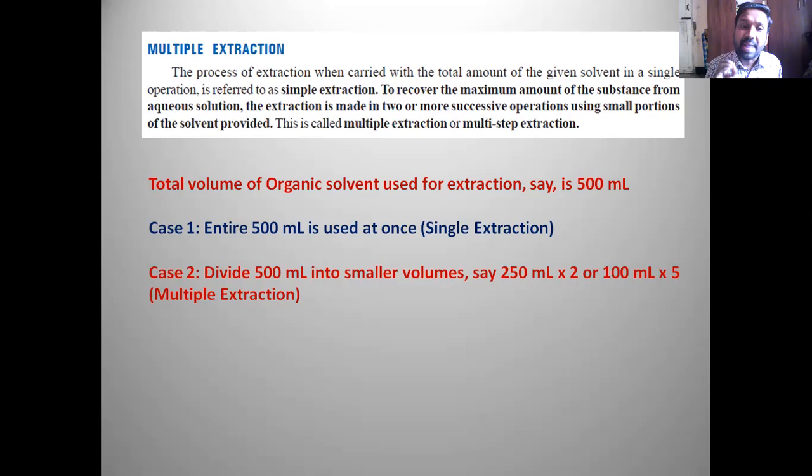So this is called multiple extraction. What do you mean by multiple extraction? The same volume of organic solvent which you would have used for a single extraction, divide into smaller fractions and extract the compound using those smaller fractions multiplied by the number of times. This is called multiple extraction.